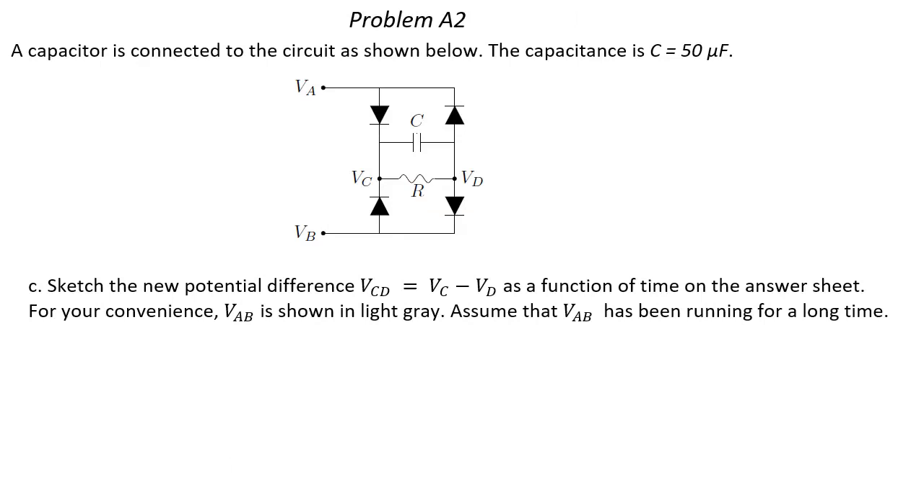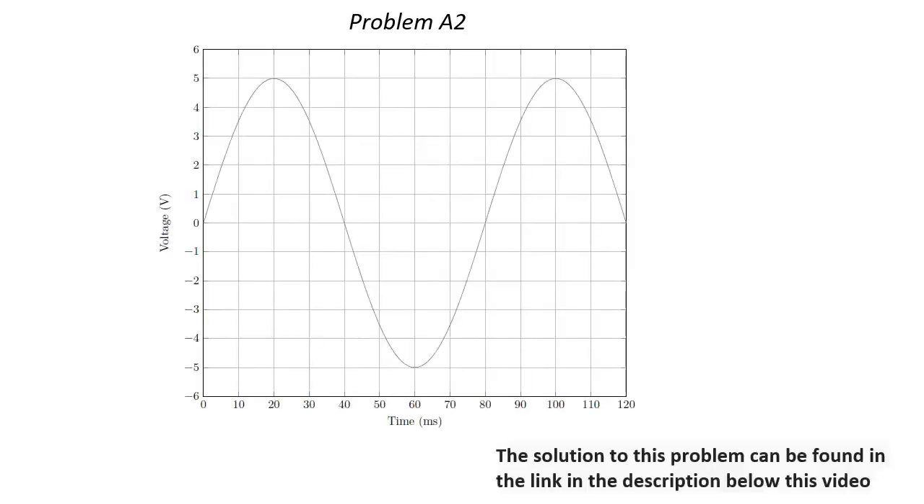Now a capacitor is connected to the circuit as shown below. The capacitance is 50 microfarad. Question C. Sketch the new potential difference VCD equals VC minus VD as a function of time on the answer sheet. For your convenience, VAB is shown in light gray. Assume that VAB has been running for a long time. So that's the answer sheet.